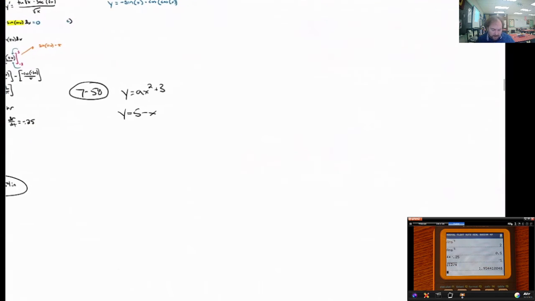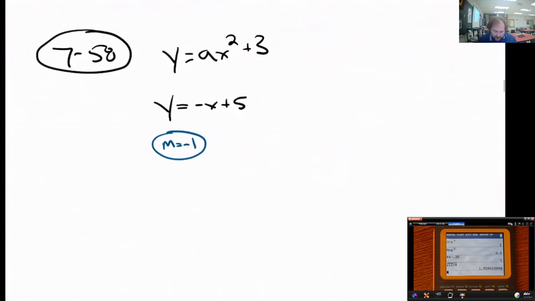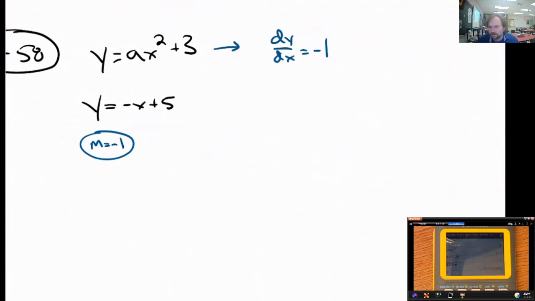So we're kind of thinking about this backwards. If I'm thinking about this the correct way, we've got some parabola, ax squared plus 3, and we need its tangent line to be 5 minus x. So we're looking for the value of a to make that happen. I'm going to rewrite this as negative x plus 5. So the first thing that I notice is the tangent line has a slope of negative 1. So what we need to do is find the derivative, dy dx. We need it to equal negative 1. That's the first challenge.